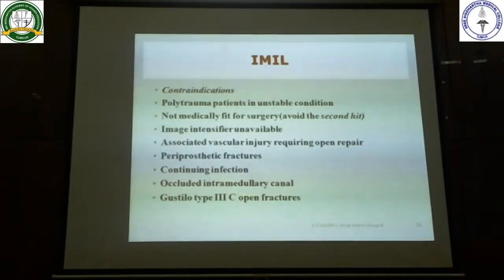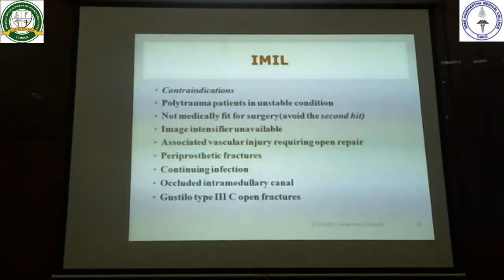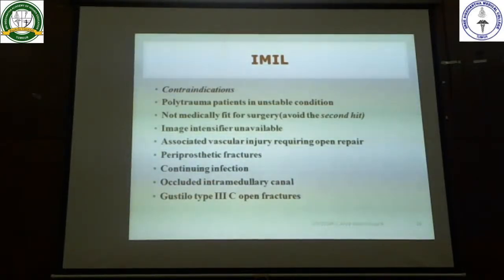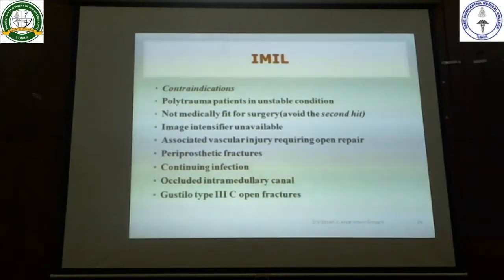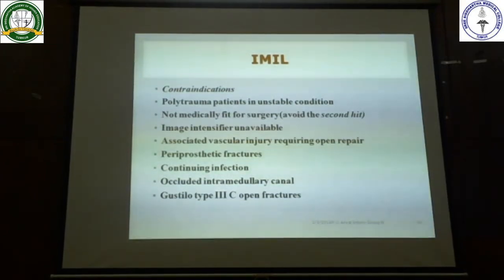What about contraindications? Where can you not use IMIL? Again, it's just the opposite of what we already discussed. The first is where the polytrauma patient is in unstable condition. Even though the patient has polytrauma and is stable, you can use IMIL, but if the patient is unstable, then you cannot use IMIL. Then of course, if the patient is not medically fit for surgery.